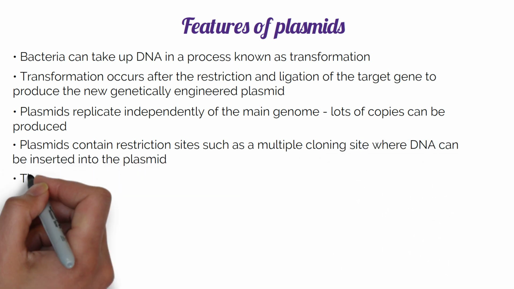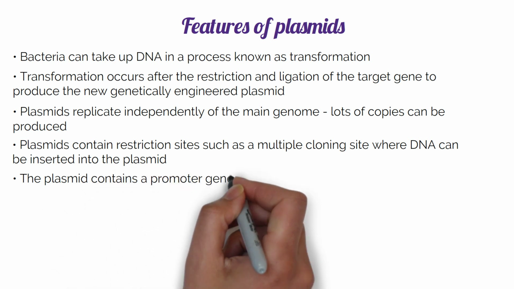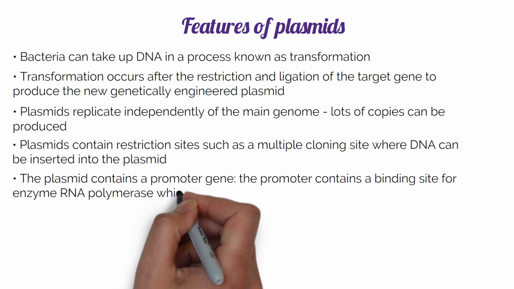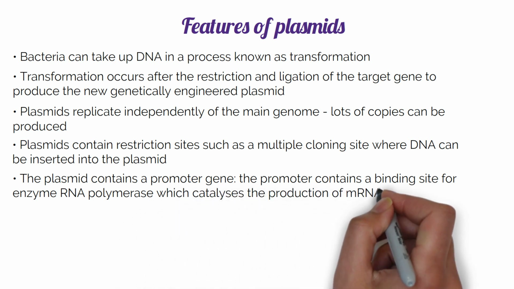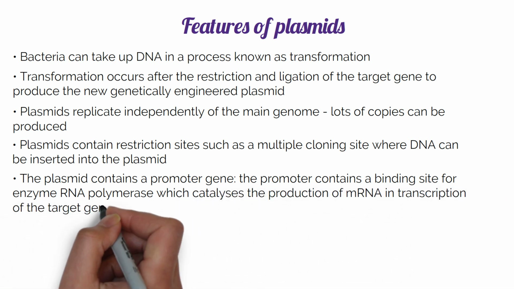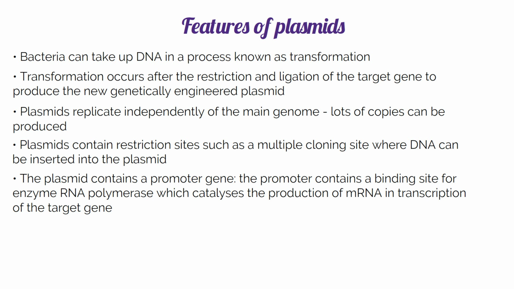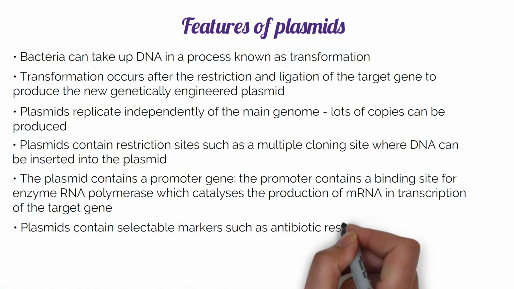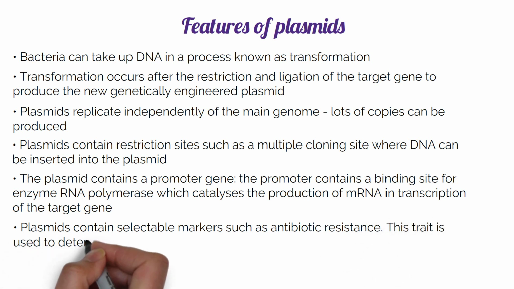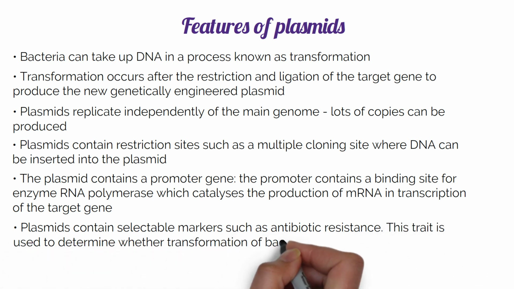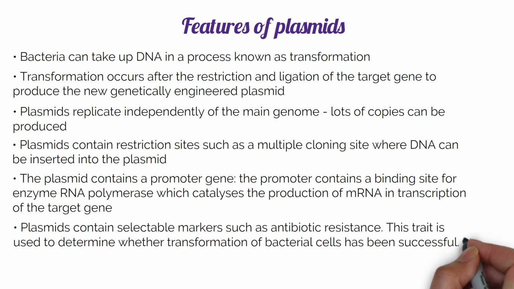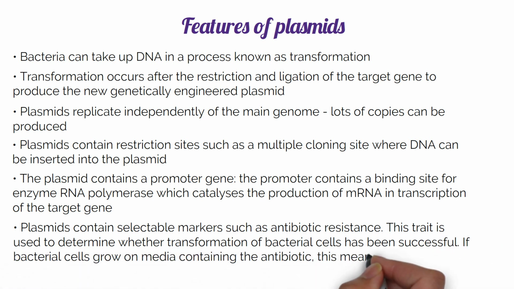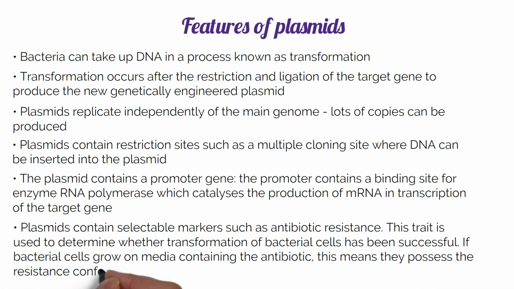The plasmid contains a promoter gene. The promoter contains a binding site for enzyme RNA polymerase, which catalyzes the production of mRNA in transcription of the new gene. Plasmids contain selectable markers such as antibiotic resistance. This trait is used to determine whether transformation of bacterial cells has been successful. If bacterial cells grow on media containing the antibiotic, this means they possess the resistance conferred from the plasmid.